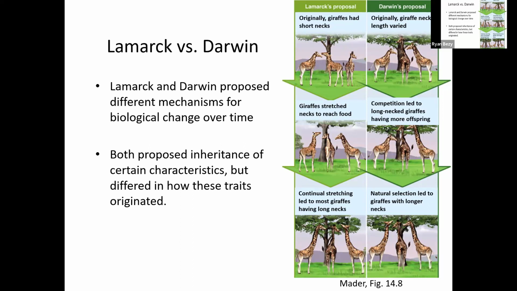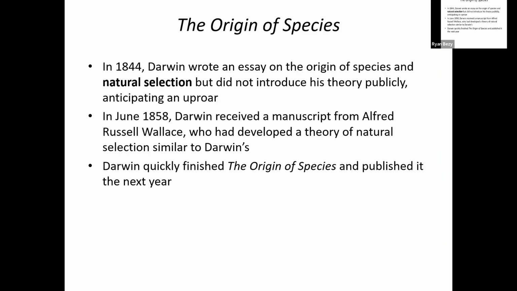All right, I'm going to go through this in a little bit more detail with some more specifics. In 1844, Darwin then wrote an essay on the origin of species and natural selection, but he didn't publish it right away. He kind of sat on it, and not for a small amount of time. He sat on it for over a decade.